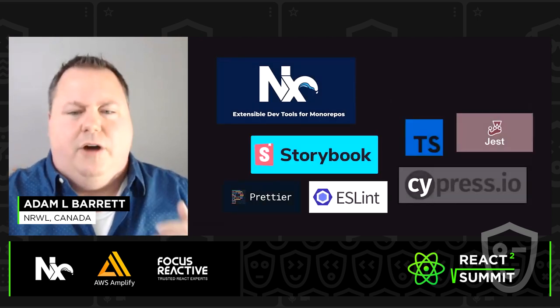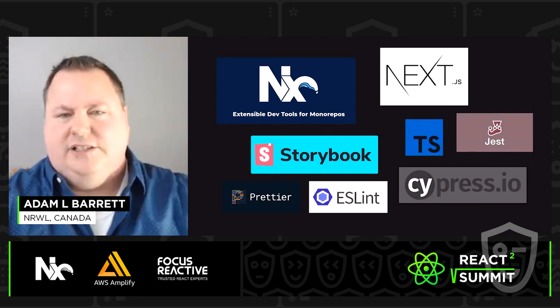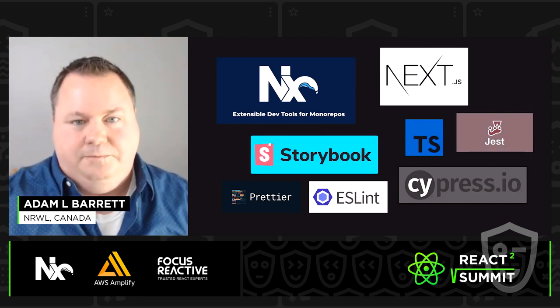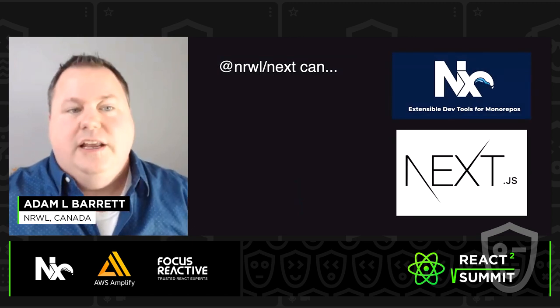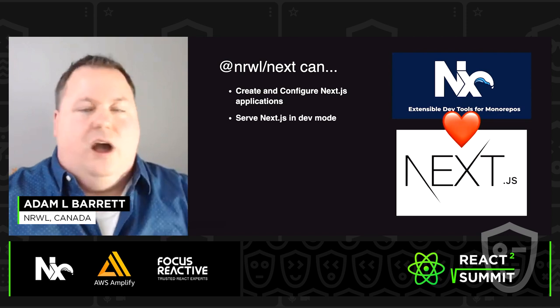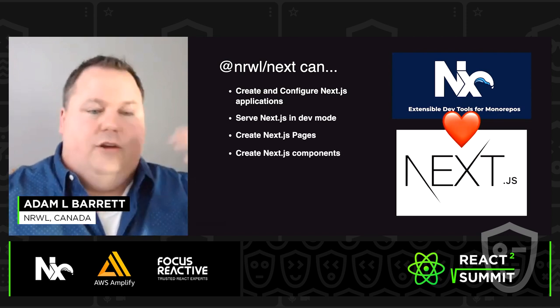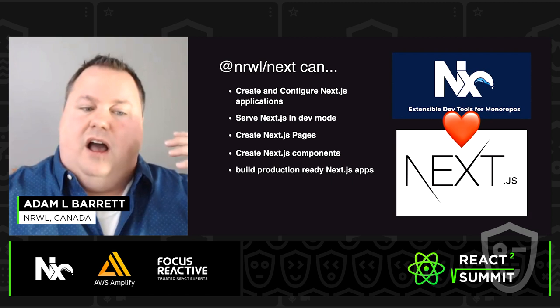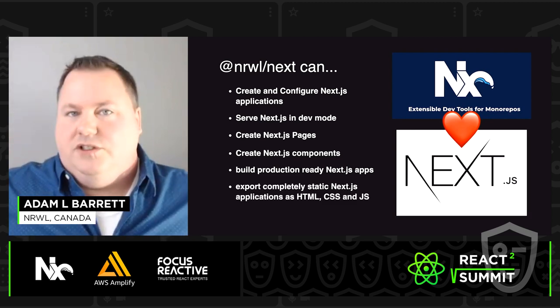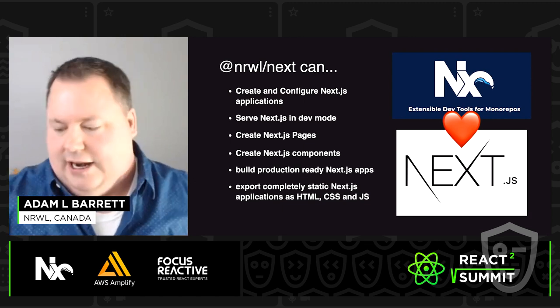It has all these modern tools, Cypress, Storybook, Prettier, ESLint, built in because of the plugins, and of course, Next.js because of our Next.js plugin. Our Next.js plugin in particular can create and configure Next.js applications, which is super cool. It serves them in the Next.js dev mode. It can create pages and components, and it can build production-ready Next.js apps ready to deploy, as well as, of course, Next.js's feature of completely static apps.